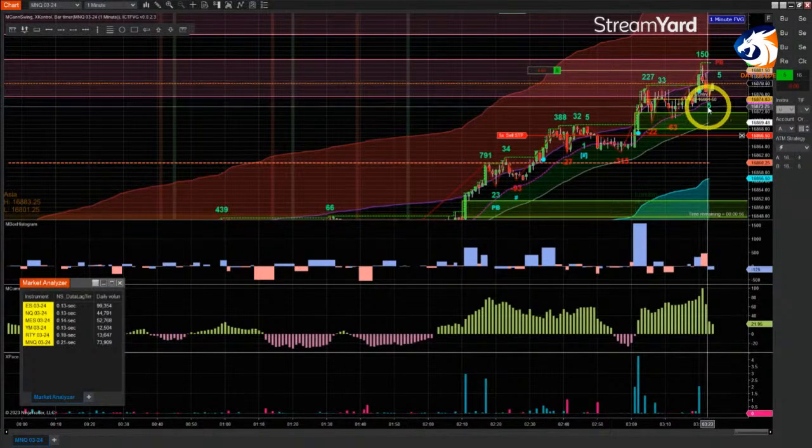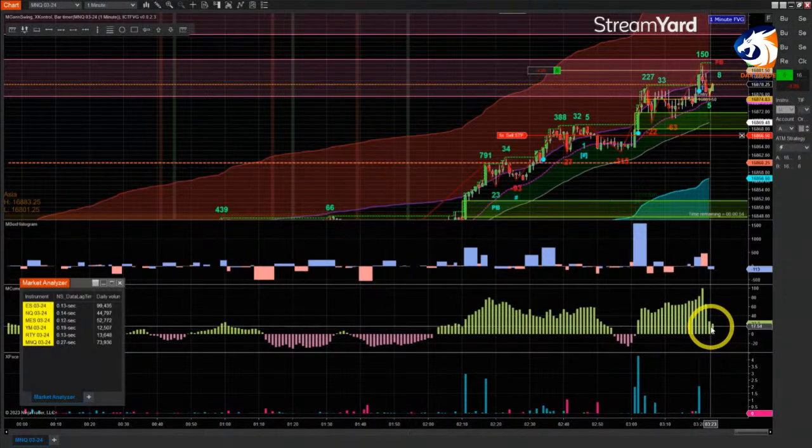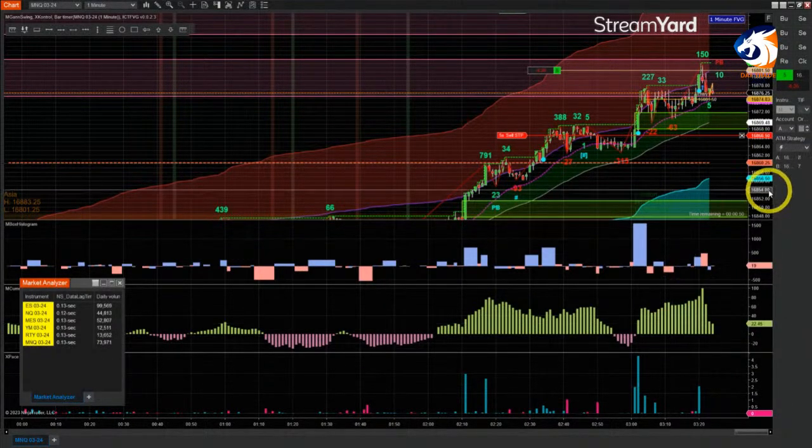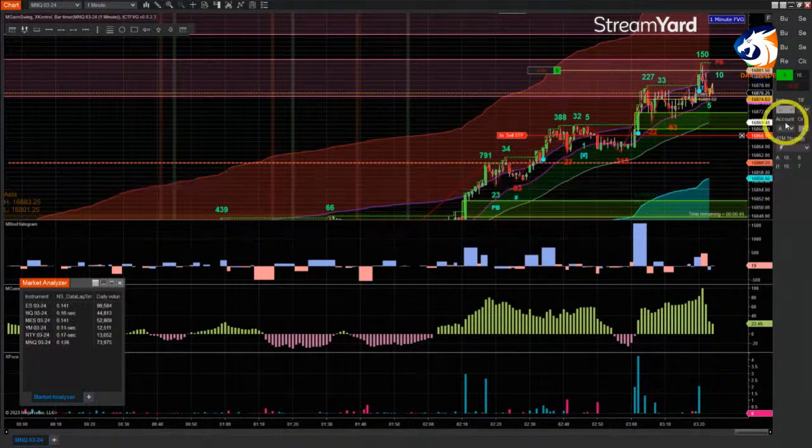But I like this, yeah, with the buying imbalance there. Even though this is decreasing, we had some momentum to the upside here. So let's see. Would this be considered a high probability trade? Probably not.